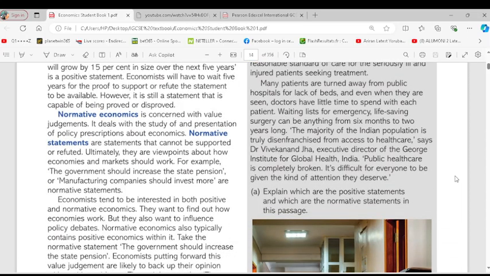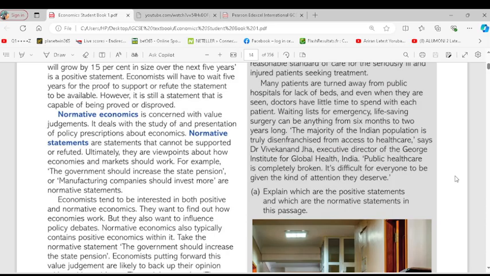For normative economics, it is concerned with value judgments. This is about opinion. That's normative economics. It's about opinion. So I read: normative economics is concerned with value judgment. It deals with the study of and the presentation of policy prescriptions about economics. Positive economics is talking about how the market works. But normative economics talks about how to prescribe information, to suggest based on views on how the market should work.